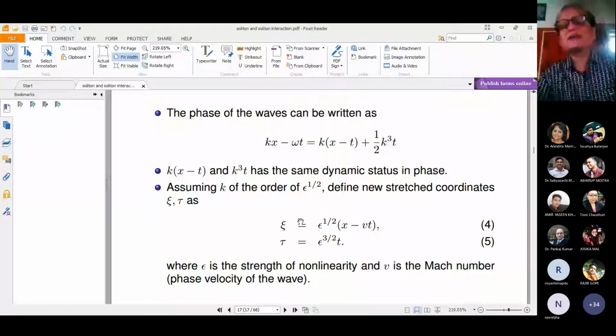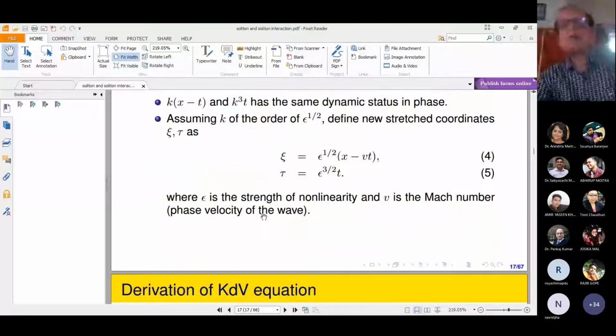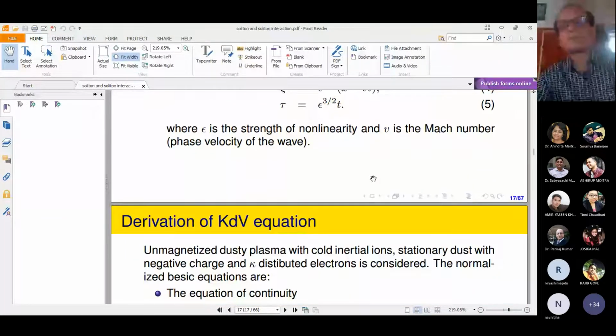So the xi coordinate is nothing but some straight line along the characteristics of the partial differential equation, and tau is the time evolution, provided the stretching is with epsilon to the power 3 by 2. So if k is small, tau is smaller than xi. Epsilon is called the strength of nonlinearity, and naturally we have taken v as an arbitrary velocity which represents the Mach number of the wave through which it evolves.